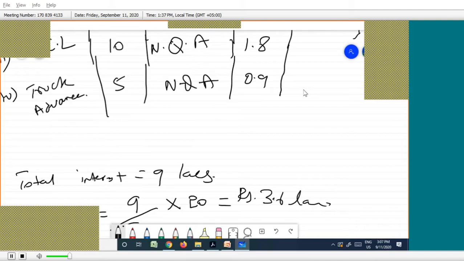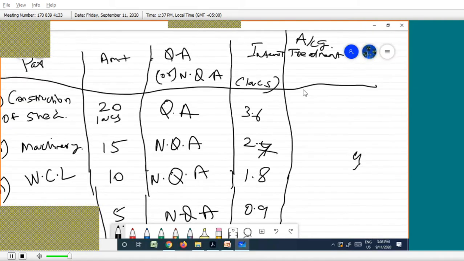Then come to the next items: machinery, working capital loan, truck advance. All these things are not a qualifying asset. Correct. Then what is the accounting treatment for this interest portion? Debit to P&L account. Padmavati, Swati, then what else? Others, what is your view? Just share your view. For all these non-qualifying assets, what is the accounting treatment? Charge to P&L account, debit to P&L account, Suganya, Pravina.